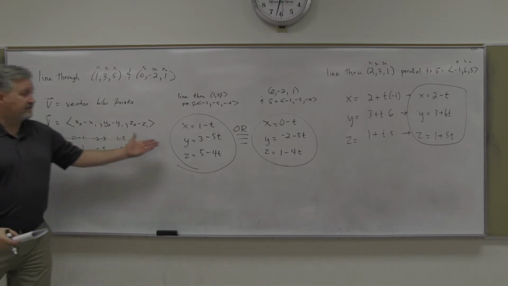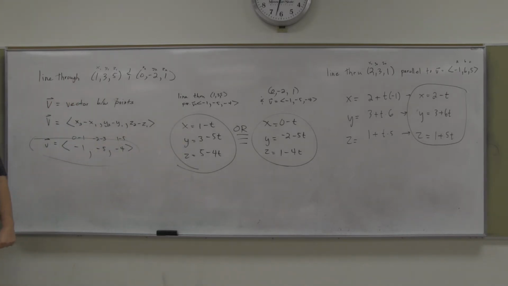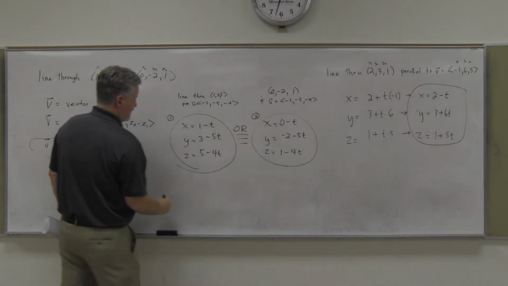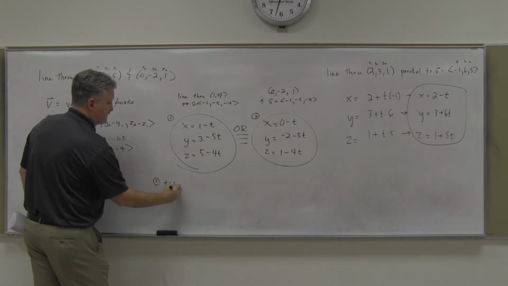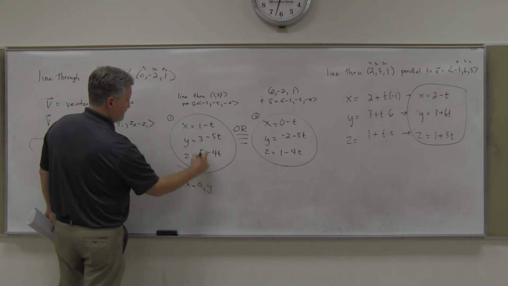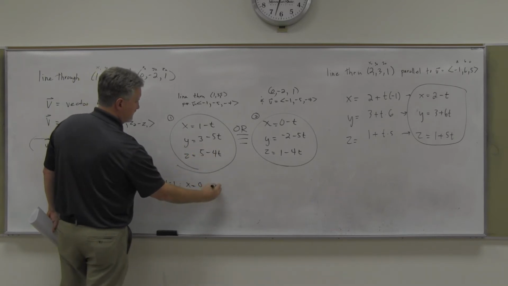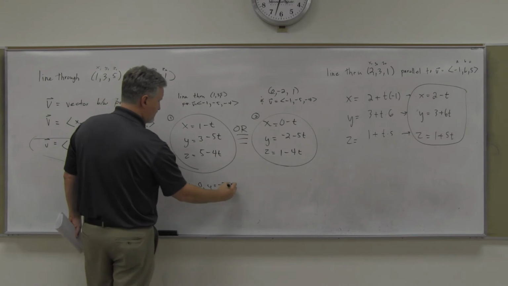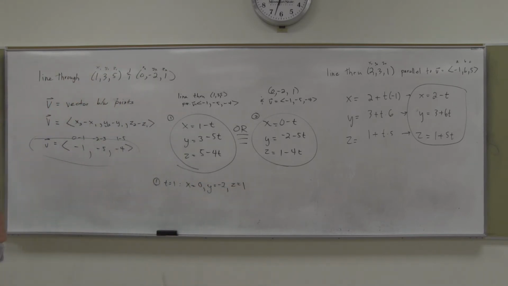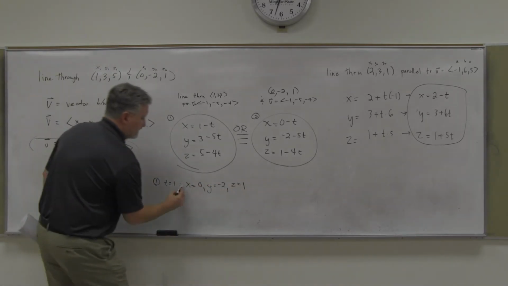Notice those do give me different equations. However, they're going to give me the exact same points. For example, call this form number 1, this one number 2. On number 1, if I've got t equals 1, what point does that give me? x equals 1 minus 1 is 0, y would be 3 minus 5 is negative 2, and then z equals 5 minus 4 is 1. So that gives me that one.